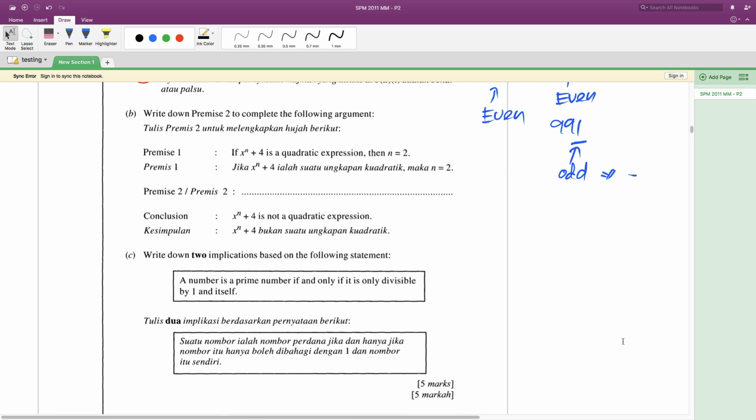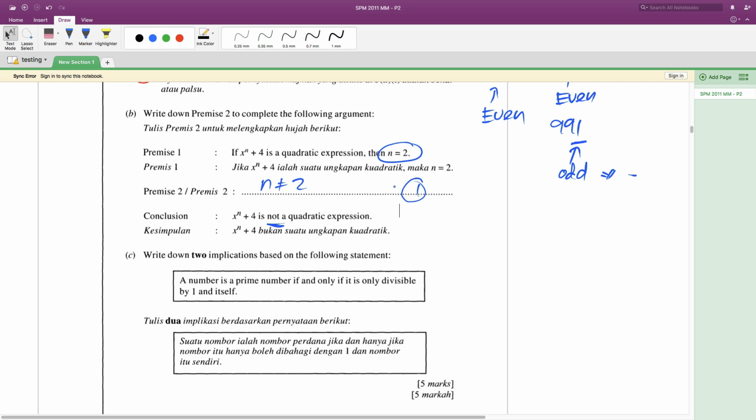Then for part B, write down premise 2 to complete the following argument. For premise 1: if x to the power of n plus 4 is a quadratic expression, then n equals 2. The question gives the conclusion: x to the power of n plus 4 is not a quadratic expression. So if this is not, then I know n is not equal to 2. Just like this. I think it's only 1 mark.